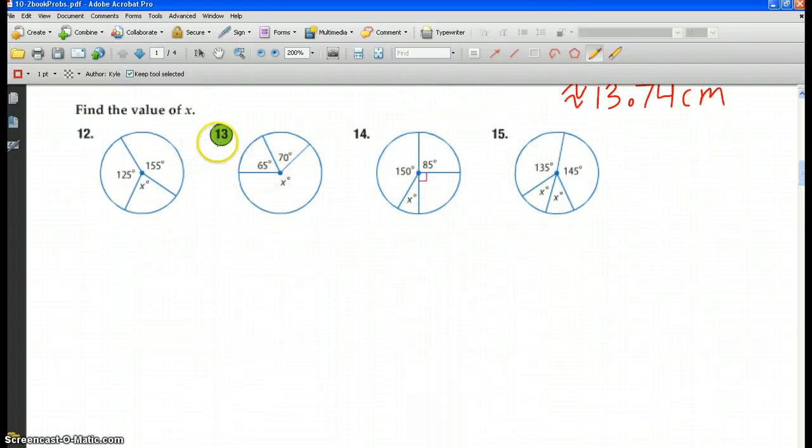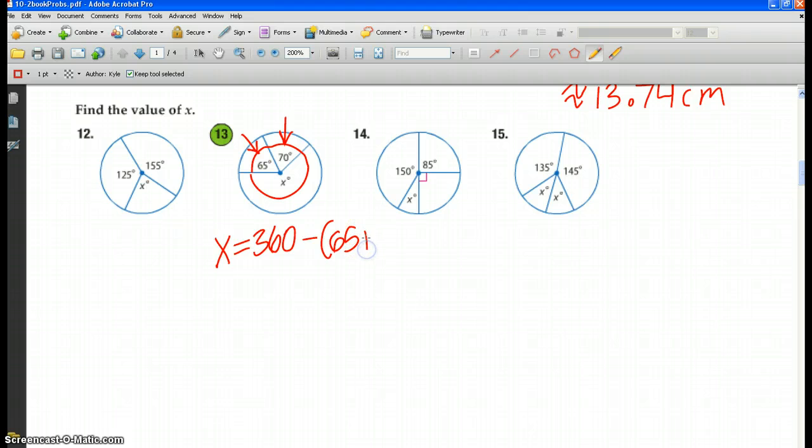Number 13, find the value of x. So the entire circle would be 360. We have 65 plus 70 plus x is 360. So to find x, we just need to take 360 and subtract these other two that we don't want. So minus 65 and 70. And 65 and 70, that would be 135. And 135 from 360 would give us 225 degrees.